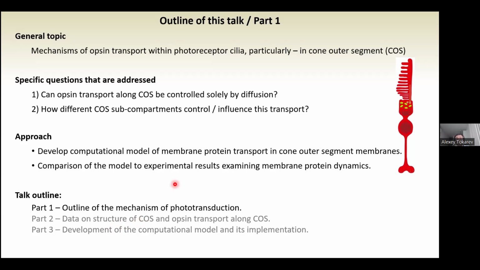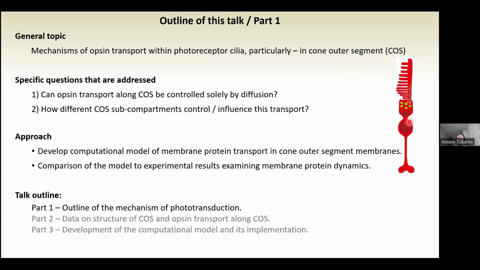So, the general question is whether opsin can be transported along the outer segment simply by diffusion. And the second question is, if yes or if no, how do different subcompartments of the outer segment influence transport? Because we see that the outer segment is a compartment.